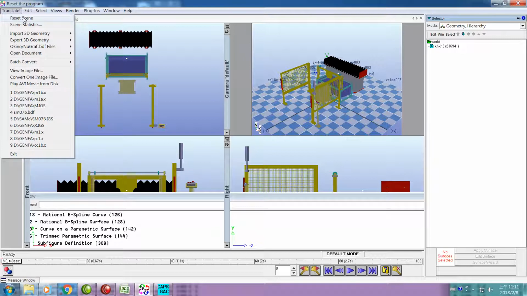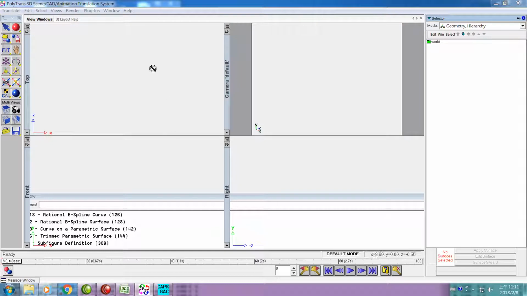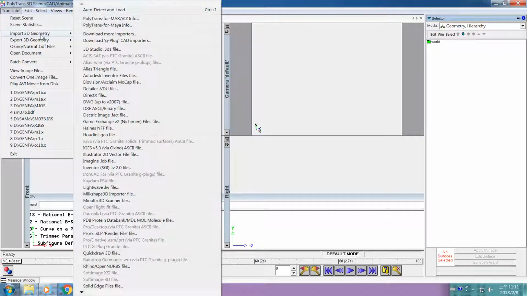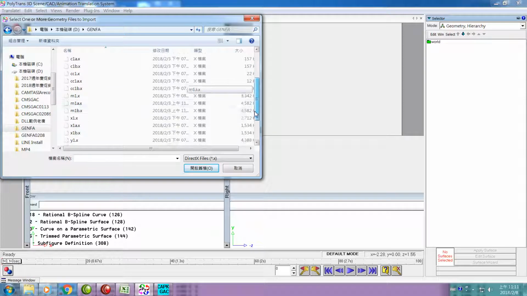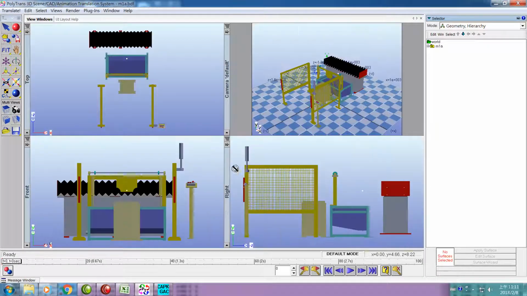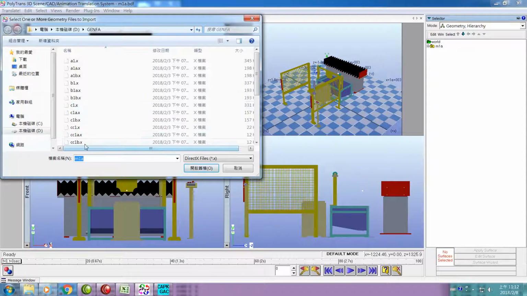Then we have to combine the positive parts and the negative parts of the foundation to create the foundation's X file. We reset the scene. We don't save the data. Then we import 3D geometry from the X file, the positive part is M1A, and import 3D geometry from the X file, M1B, the negative part.